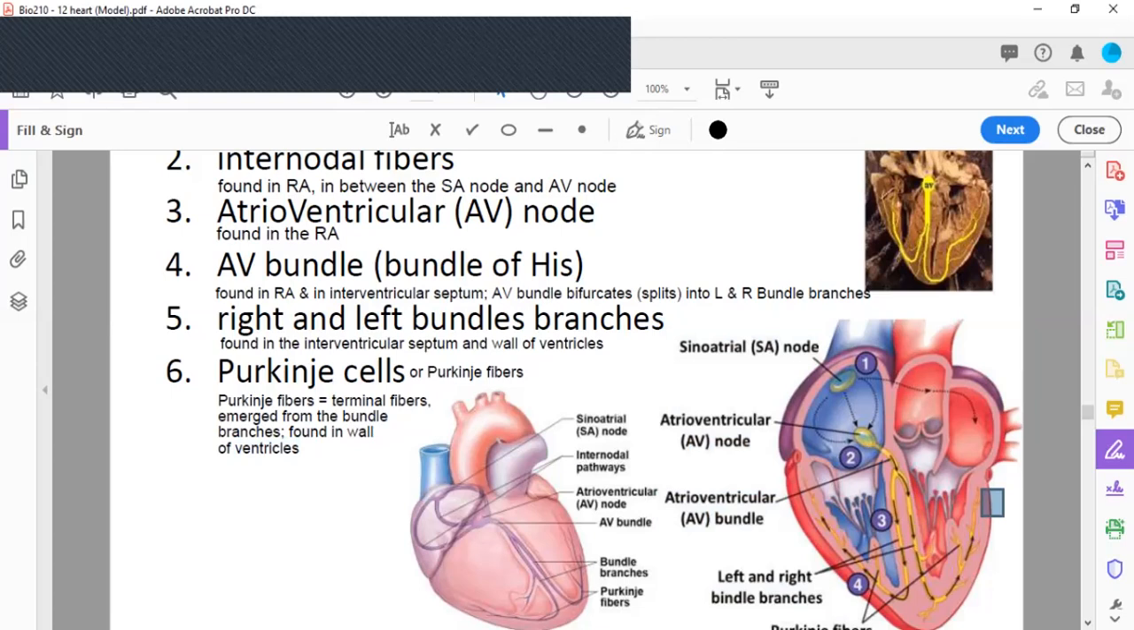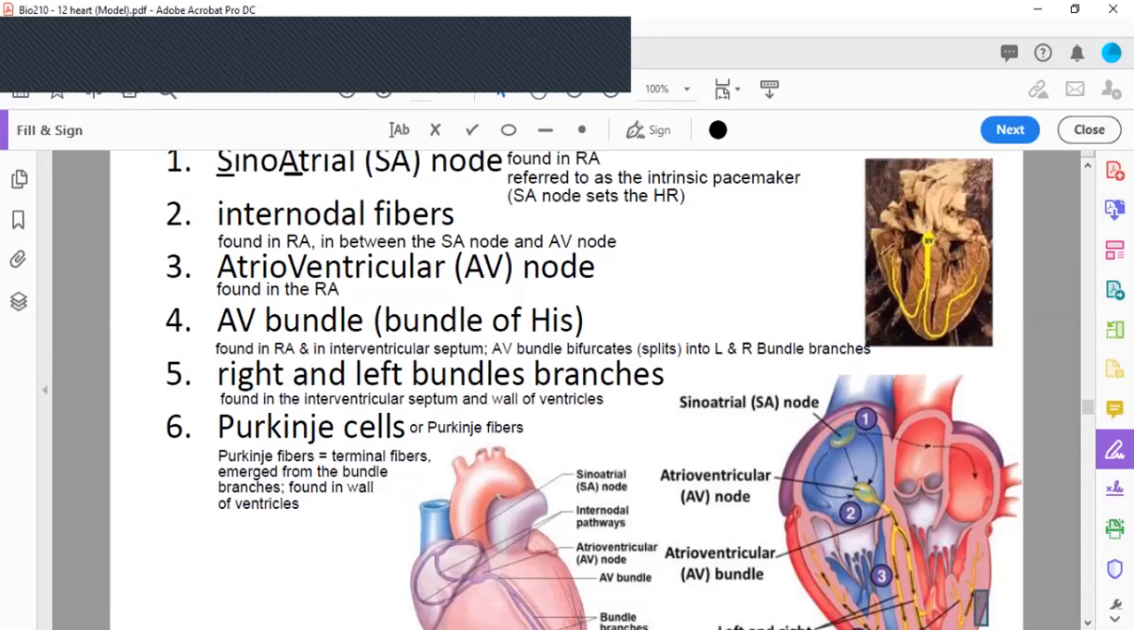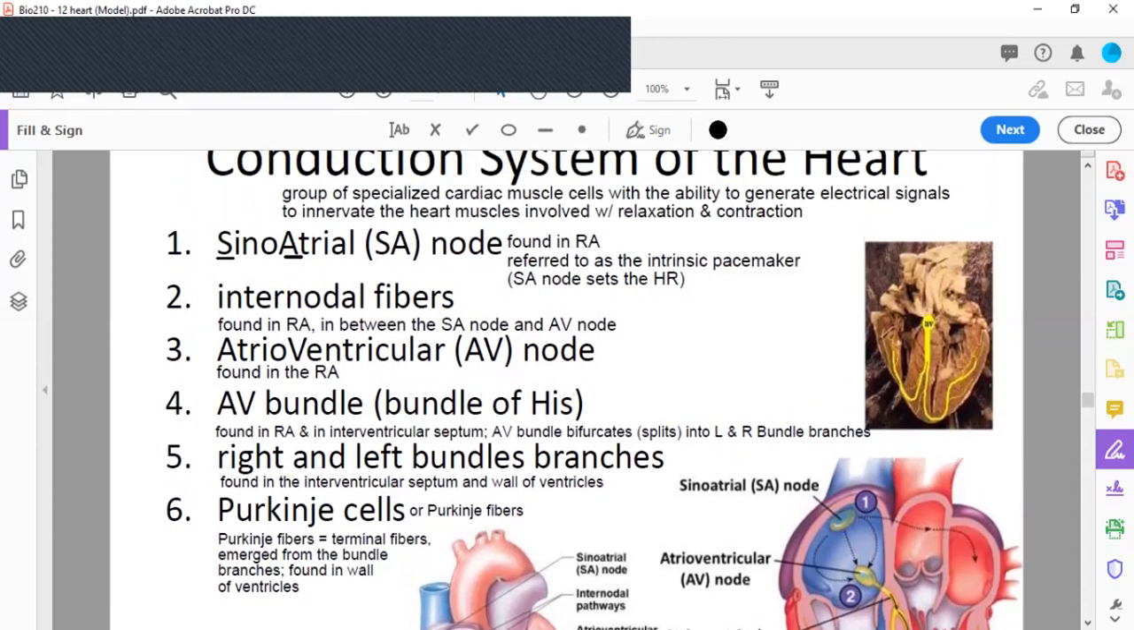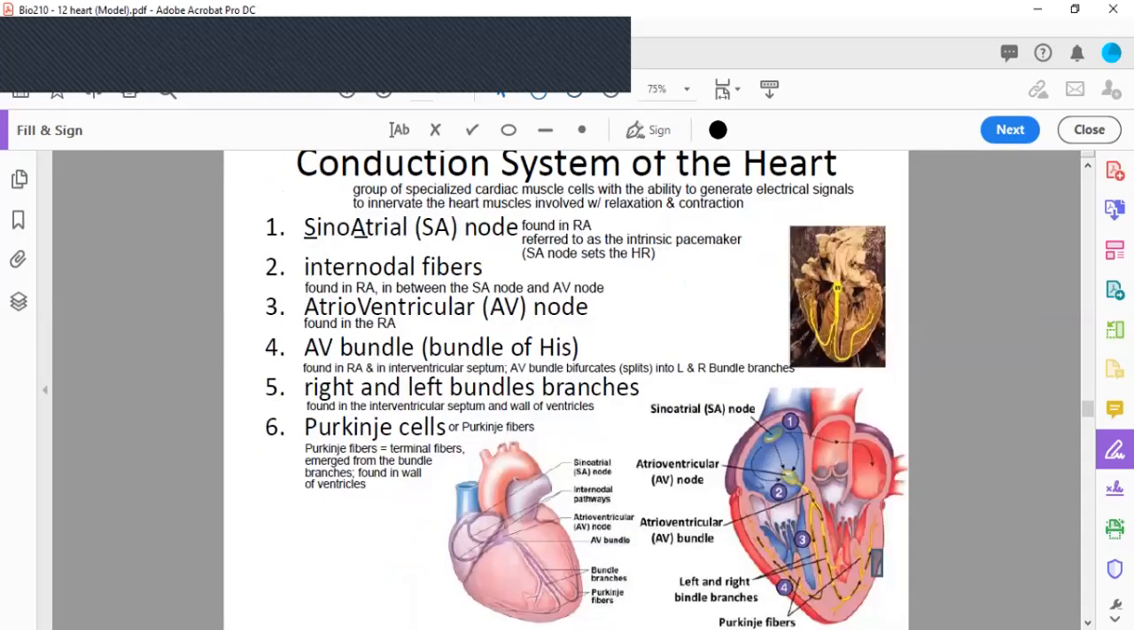You can see the Purkinje fibers. So all these six components represent what's known as the conduction system of the heart. Any question? Write down your question and we will discuss it in the Q&A session. Let's move on to the next slide.